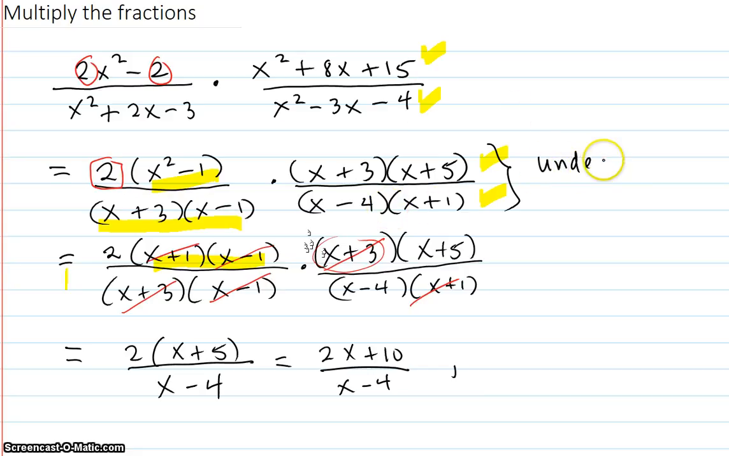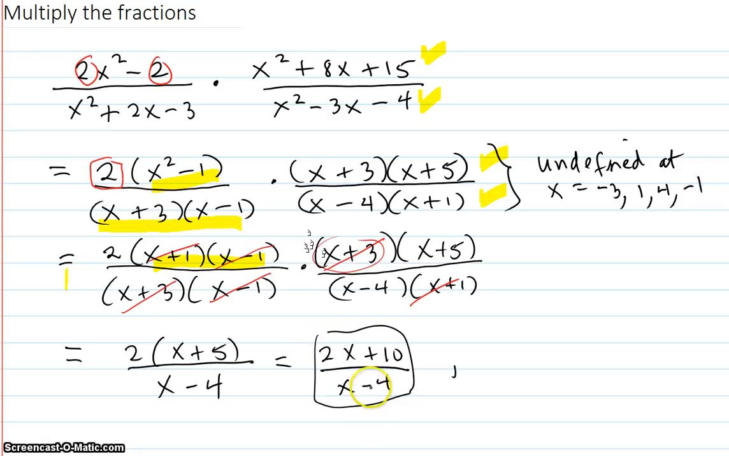So this expression is undefined at x equals negative 3, 1, 4, and negative 1. This expression is only undefined at 4. So how can they be equal? They're not. You also have to say x is not equal to negative 3, 1, 4, or negative 1.